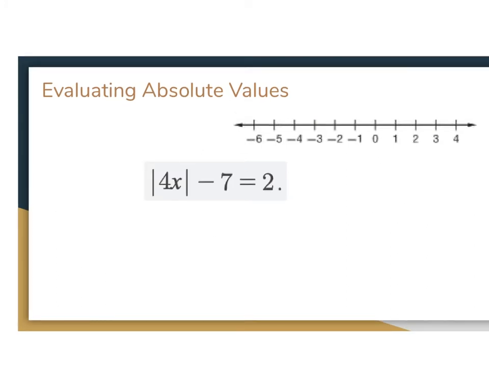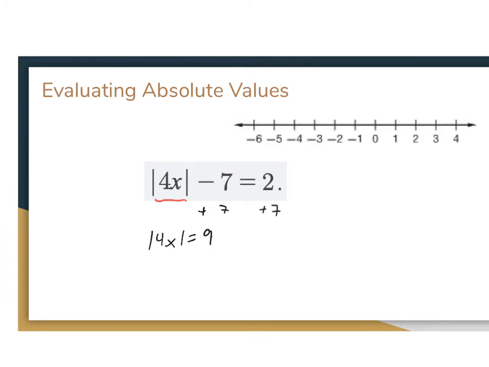All right, let's try this problem now. Go ahead and try this on your own first, please. Now that you've tried it, remember we need to isolate the absolute value on one side before we can begin. So I'm going to add 7 to both sides, and I get the absolute value of 4x is equal to 9.